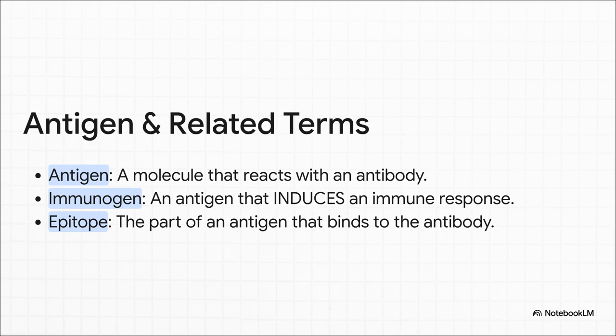Now let's zoom in even closer on that antigen molecule. An antibody doesn't recognize the whole thing. Instead, it recognizes a very specific, small part of it. This precise binding site is called the antigenic determinant, or more commonly, the epitope. A single large antigen, like a protein on a virus, can have many different epitopes on its surface, each capable of being recognized by a different antibody.